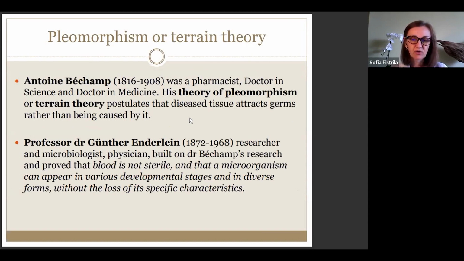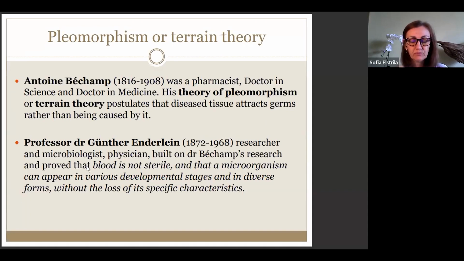Antoine Béchamp and his theory of pleomorphism. He was a pharmacist, doctor of science and doctor of medicine as well. His theory of pleomorphism, or terrain theory as we call it, postulates that the diseased tissue attracts the germ rather than being caused by it. And this is very interesting. Like, seriously? Professor Günther Enderlein, another German, was actually a disciple of Antoine Béchamp, and he learned everything from Béchamp, and actually he went further than that.